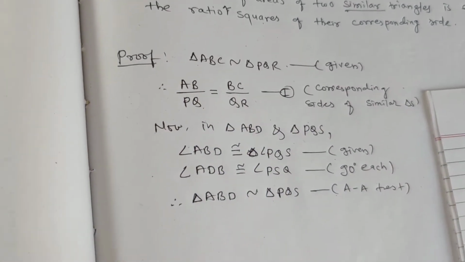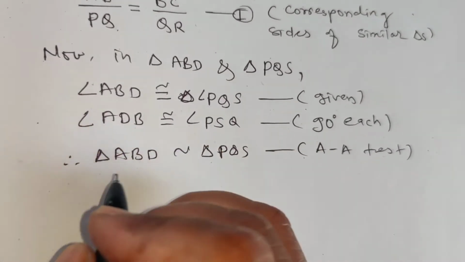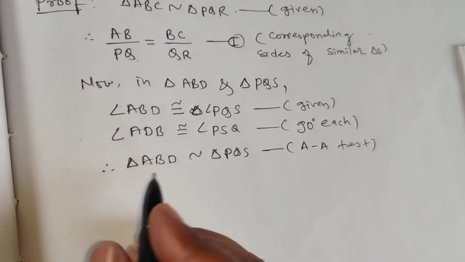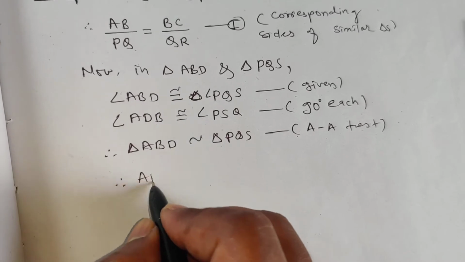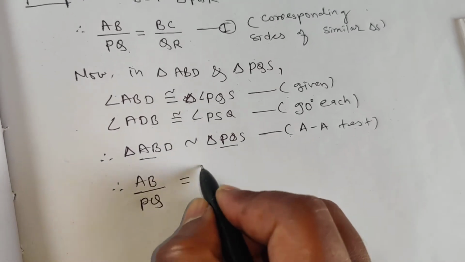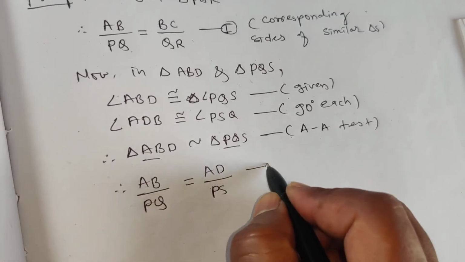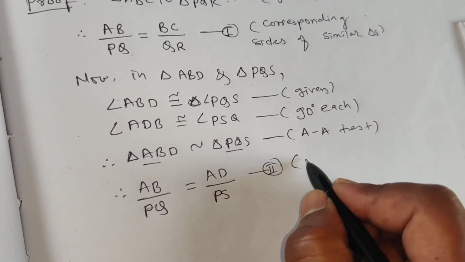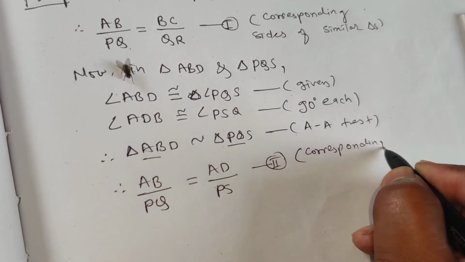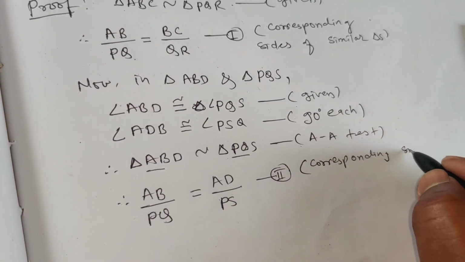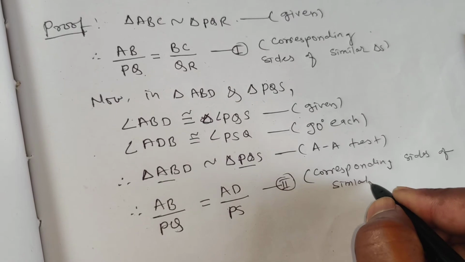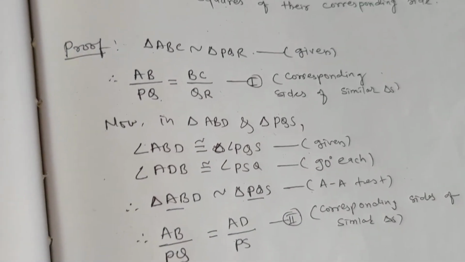test. Okay, if two triangles are similar, the corresponding sides are proportional, so we can write like this. Therefore AB upon PQ is equal to AD upon PS. Statement number two, reason, the same reason like this: corresponding sides of similar triangles.